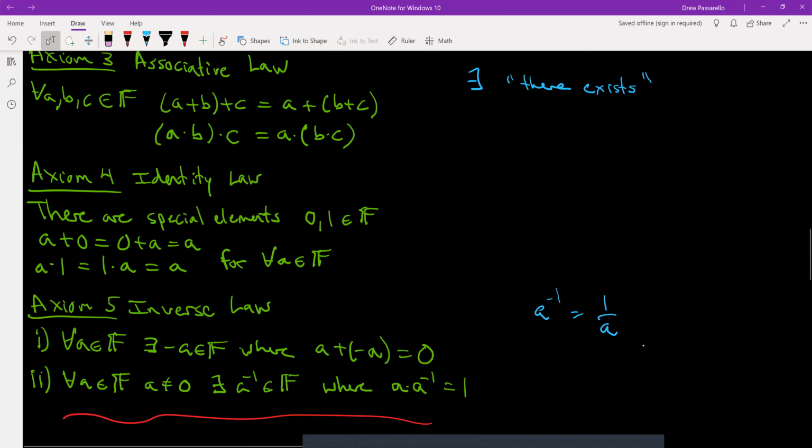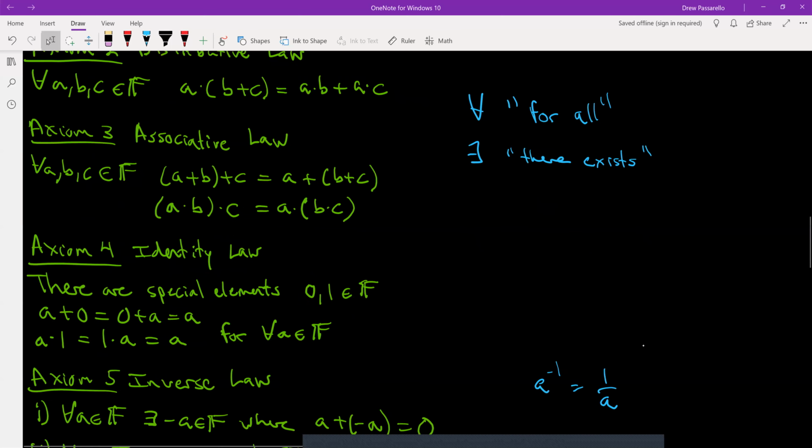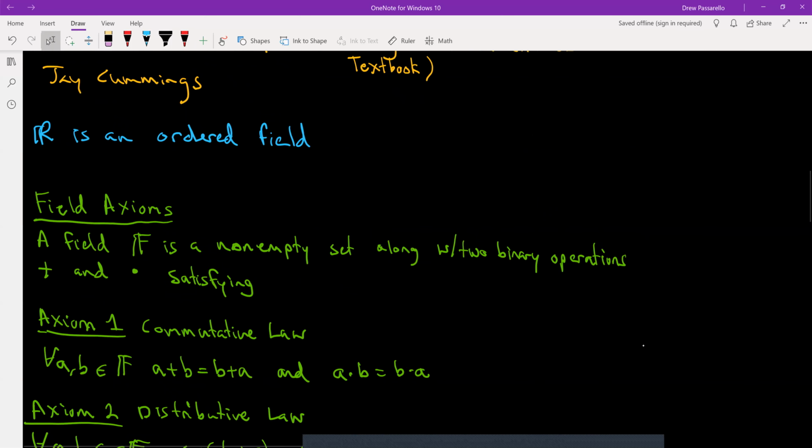All right, so that's just the axioms for fields. I took these axioms, as far as where I cite these, from J. Cummings' textbook.